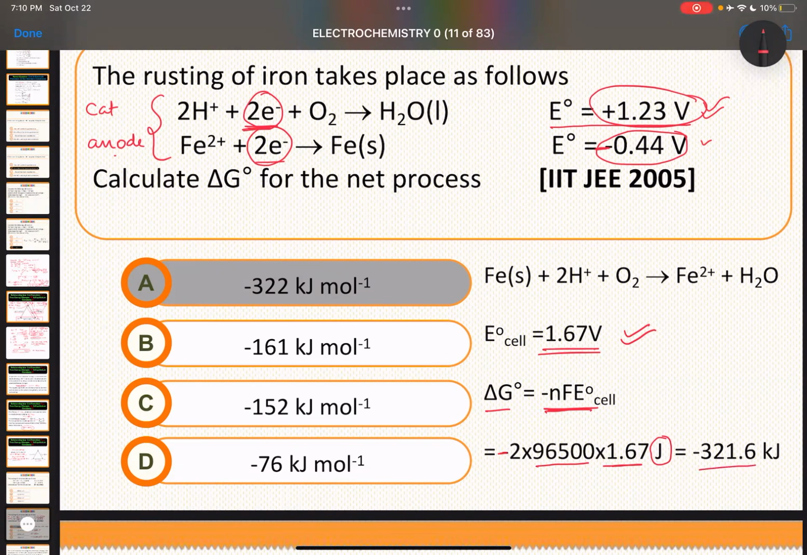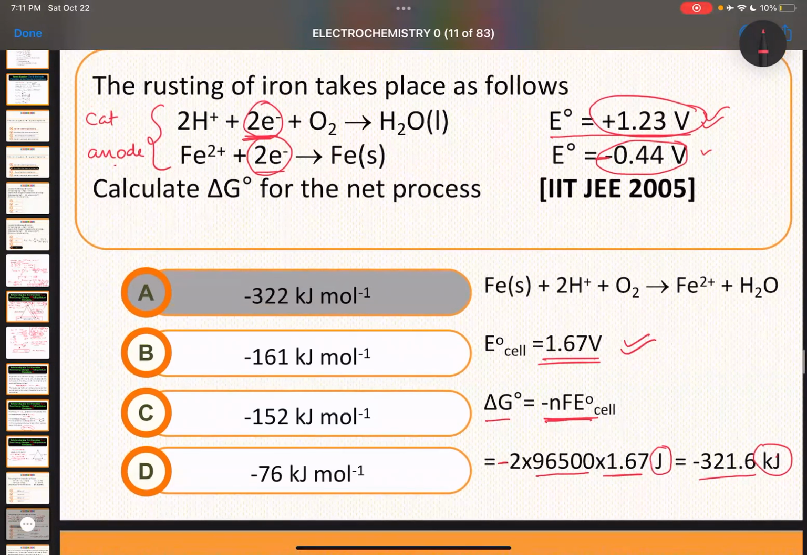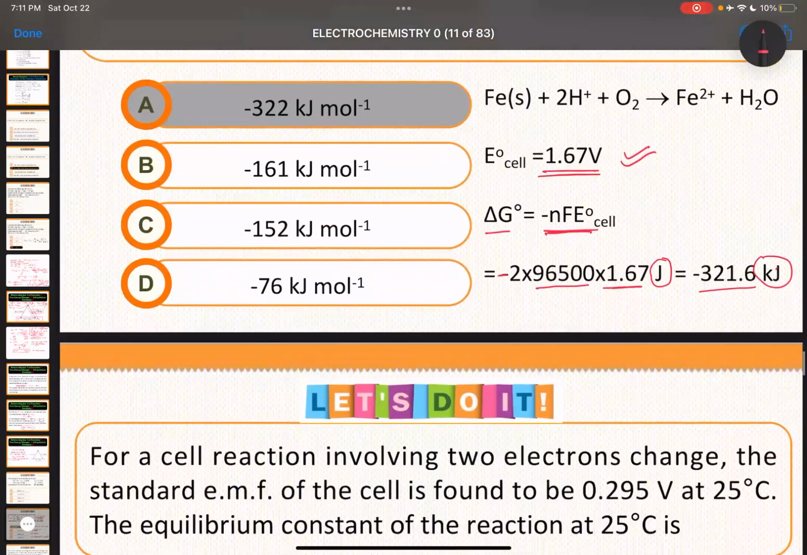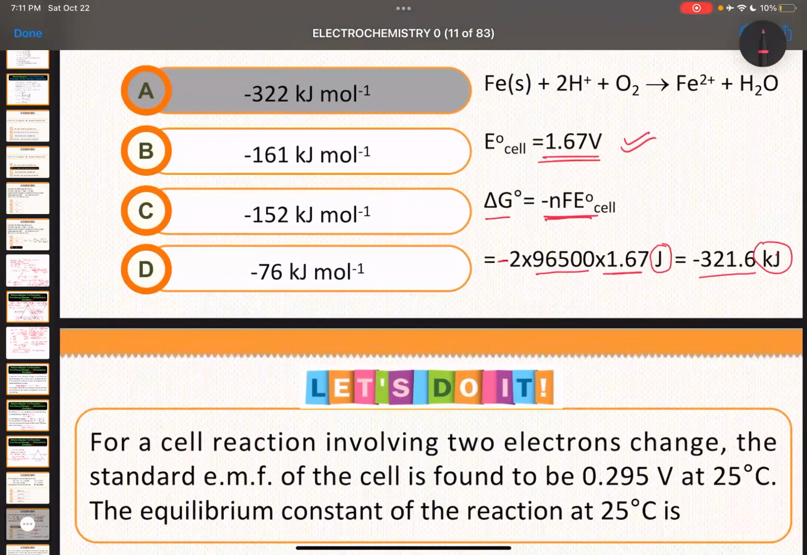Take 1000 out, kilojoules. Actually, with joule and kilojoule, you should be very careful. This is the most common mistake. Right? So I hope you are able to understand this. Okay. Basic question, very important. Any doubts in this, Vemula? No. Okay.